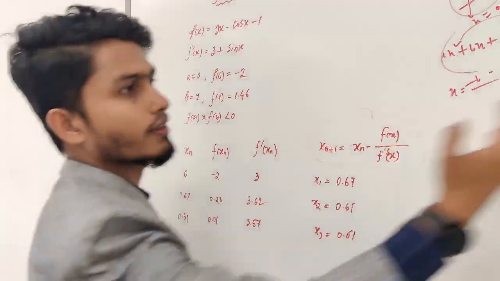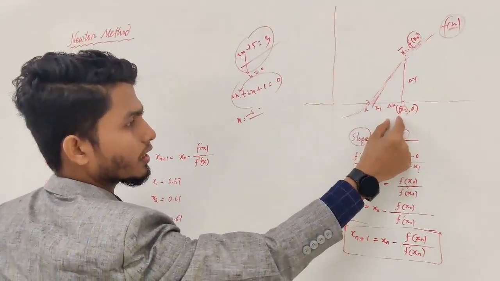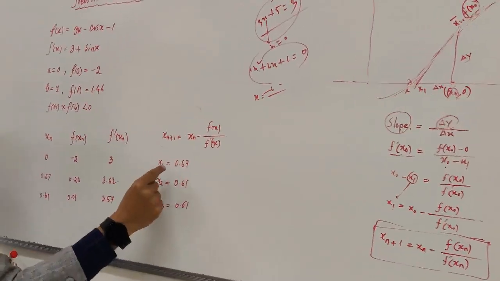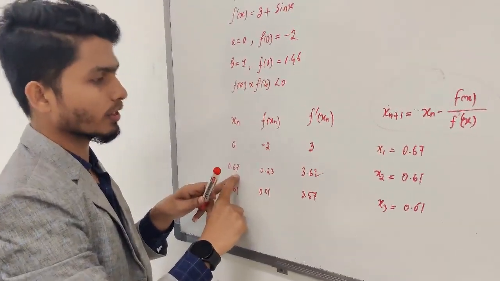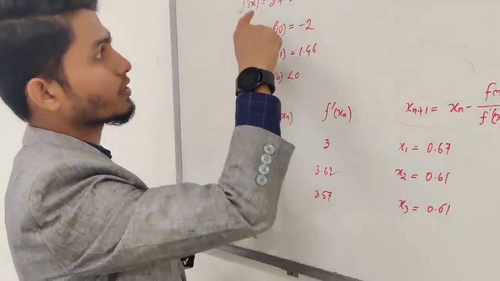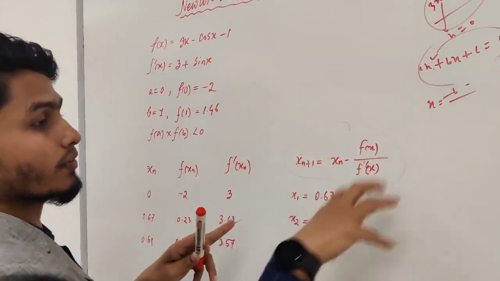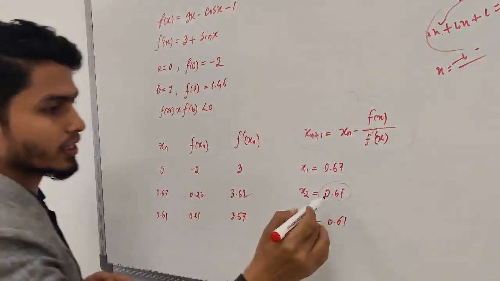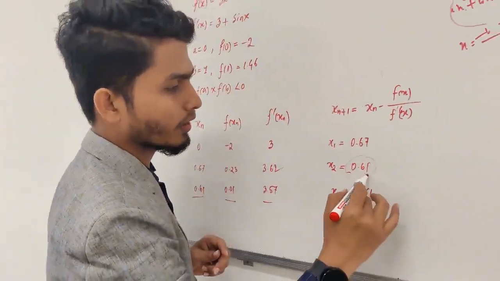Like in this graph, if we find one iteration, we will have to do it a second time, a third time, and so on. In this case, we are going to use 0.67. If you substitute it into f of x, you will find this one. And if you substitute it here, you will find 3.62. If you substitute everything in this equation, you will find this one. Same thing, you will have to do the iteration. After repeating the iteration, you will find the same value.